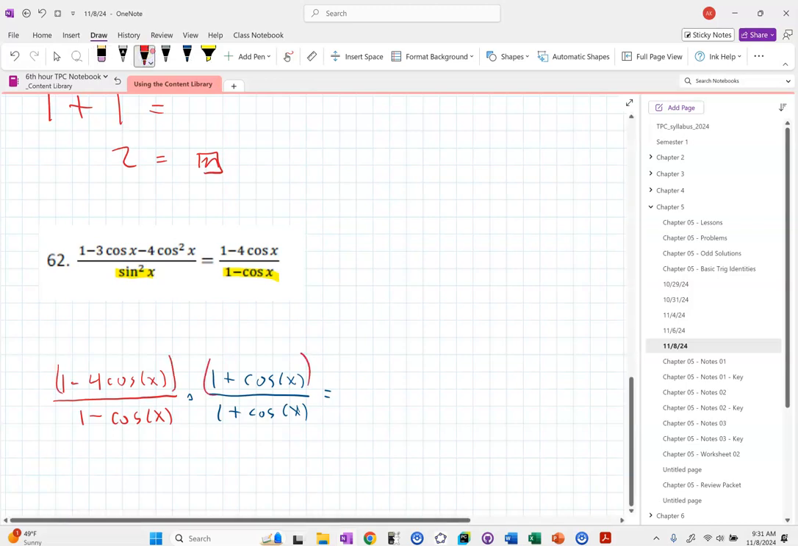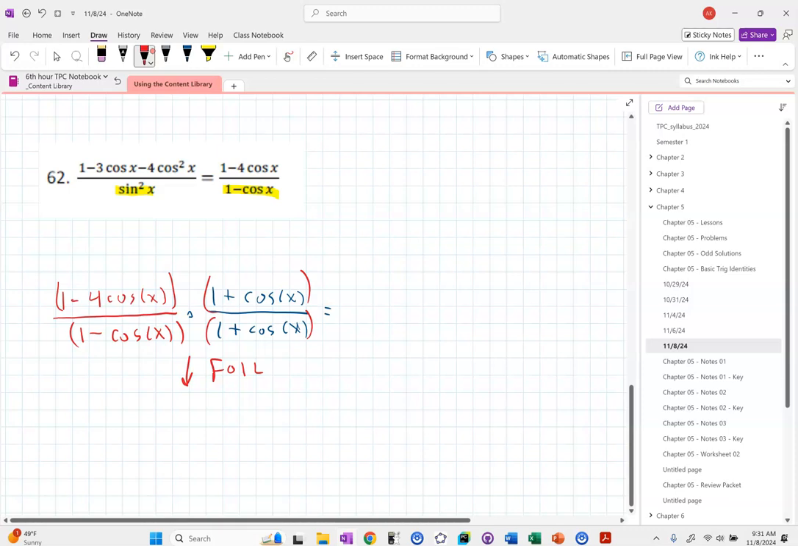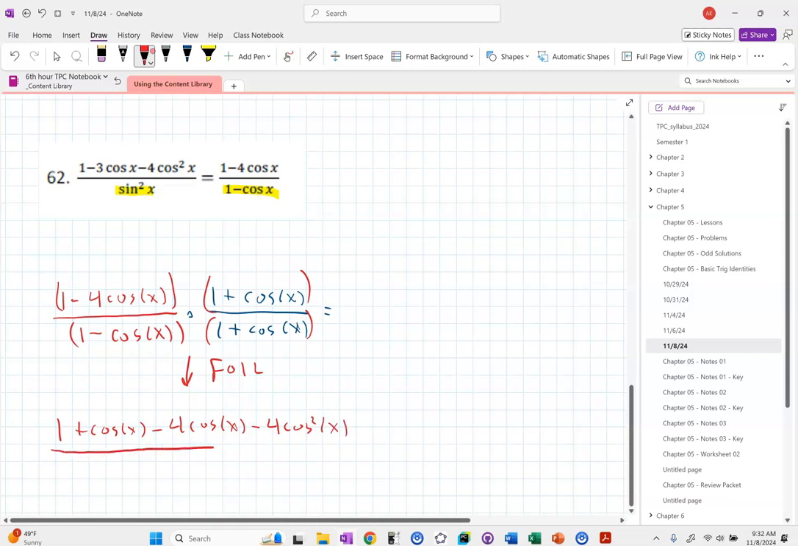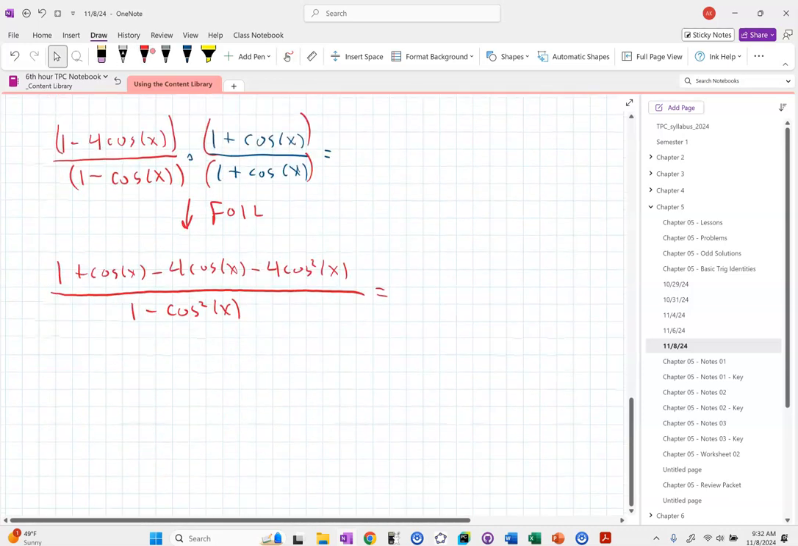Okay, so now it's just time to do some FOILing. So when I FOIL the numerator, 1 times 1 is 1. 1 times cosine is just cosine. Negative 4 cosine times 1 is negative 4 cosine. And negative 4 cosine times cosine is negative 4 cosine squared. On the bottom, I get 1 minus cosine squared. That's just me using that difference of 2 squares pattern.